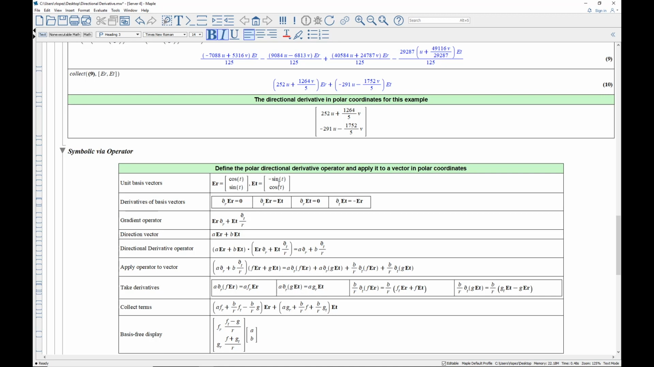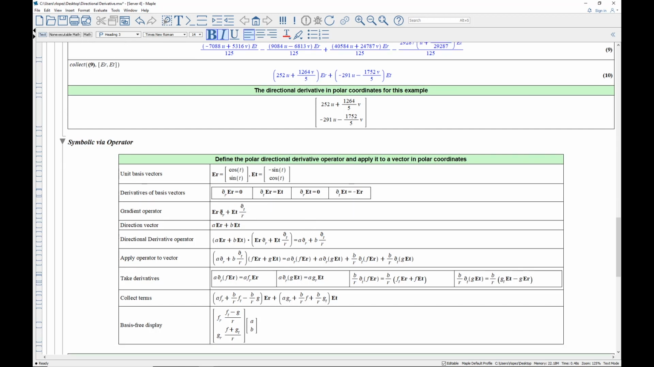When you take derivatives of these basis vectors, the derivative of ER with respect to R is going to be 0 because there's no R there. If you take the t derivative of this vector, you will get minus sine, cosine. So that's ET. There is no R in ET, so the R derivative is 0. And the t derivative, this becomes minus cos, this becomes minus sine. You take the minus sign out, and you're looking at ER, so minus ER.